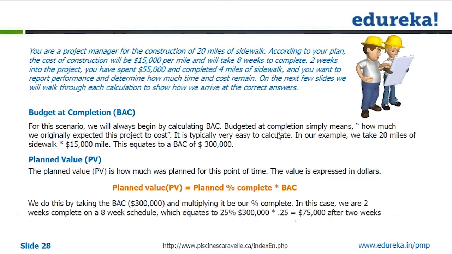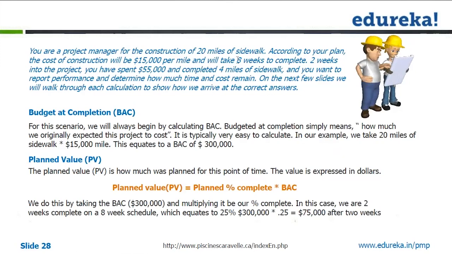So what is your BAC? What is the budget at completion for this project? It is 20 miles into 15,000 per mile, which is 300,000. So your budget at completion is 300,000.